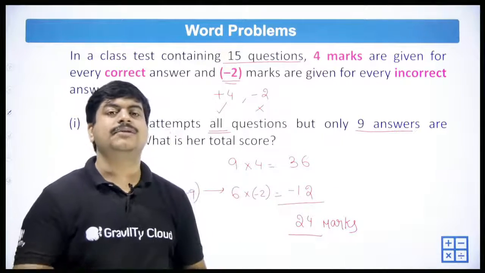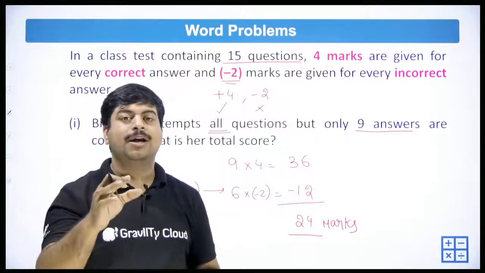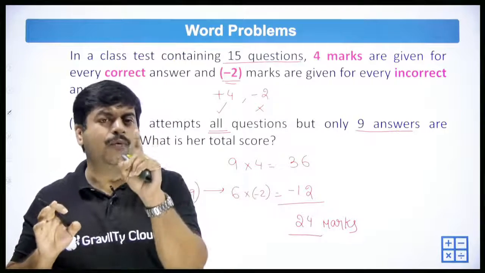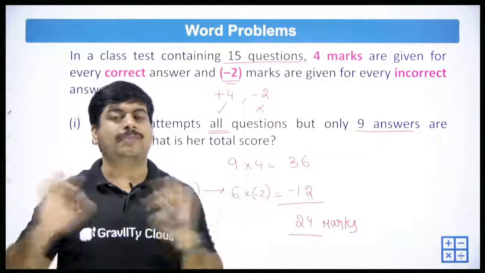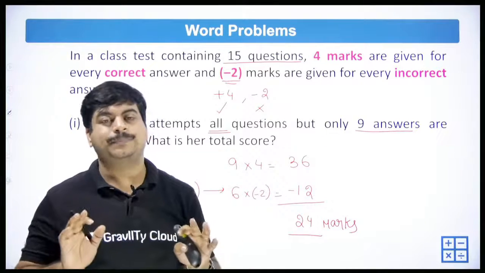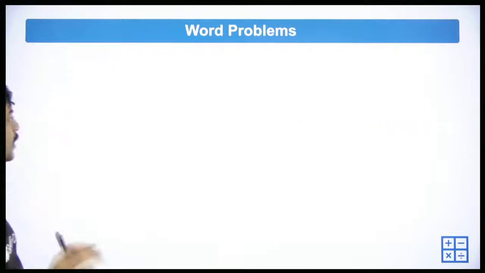Only attempt the answers which you are 100% sure of, and that 100% sure means it should be correct. For example, there are 15 questions, and if you only know one question, just write one and come out. Don't try to attempt all which you don't know. Right, so let me discuss one more question, then we'll stop here.